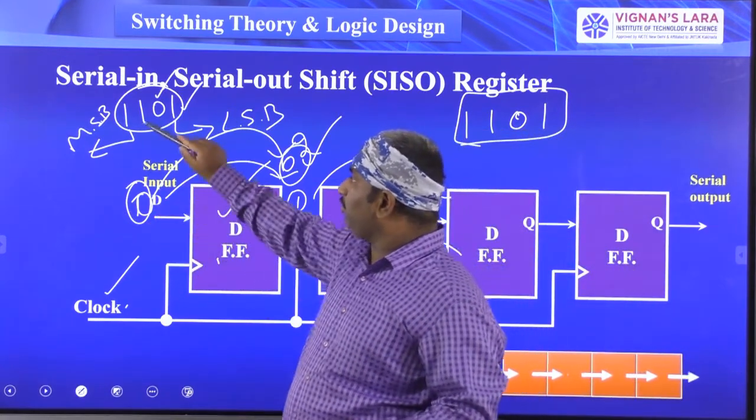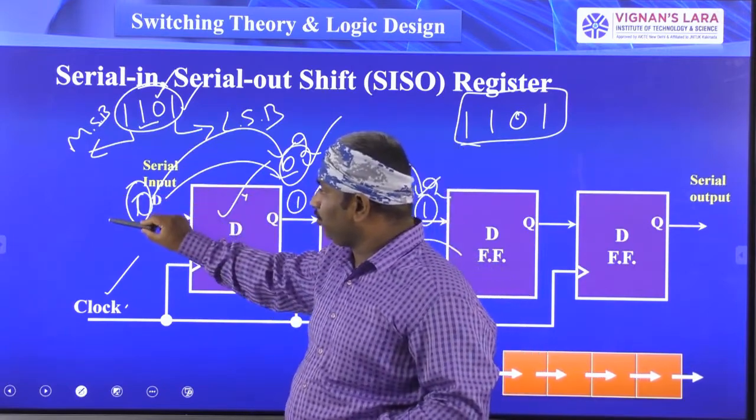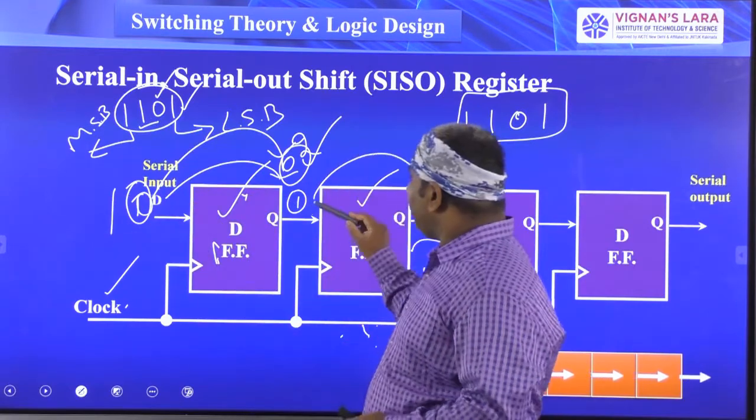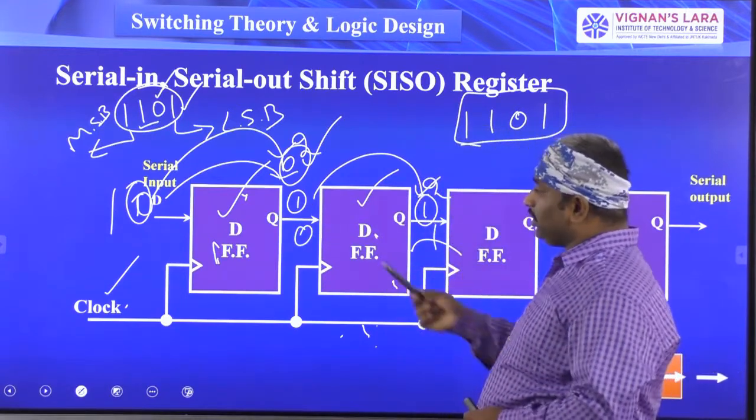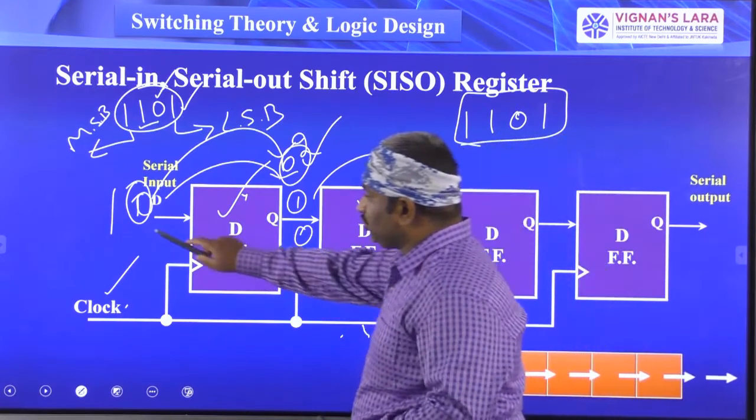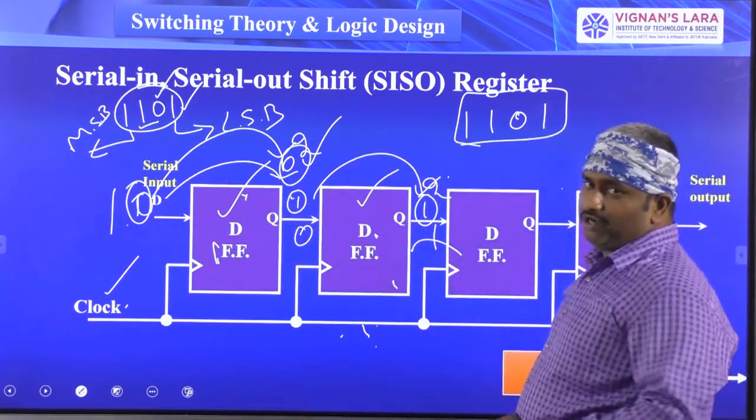When you give the third clock pulse, you have to put the first flip-flop input equal to 1. Here you have to give 1. Already here we have the input equal to 0, and here the input is equal to 1. Now, when you give the next clock pulse, this 1 is shifted to here and 0 is shifted to here. Next, 1 is shifted to here.